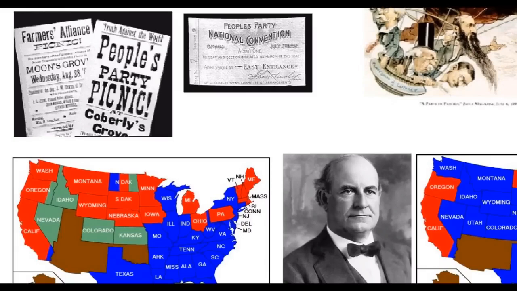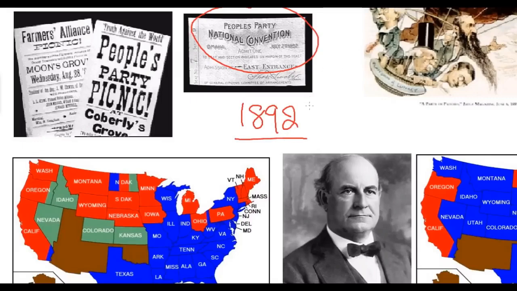Beginning in the 1890s, the Farmers Alliance begins to evolve into a new political party known as the People's Party. And the first national convention of the People's Party is in 1892, when they nominate a new candidate for president.